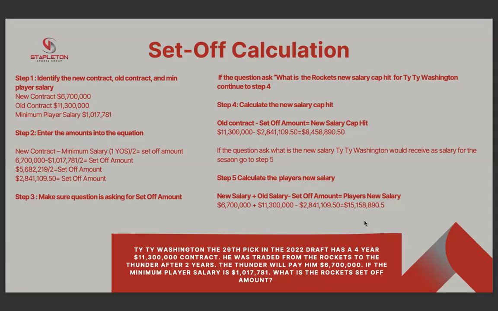$8,458,890.50. If the question asks what is the new salary TyTy Washington would receive as a salary for season 5, we would go to step 5. Once again, I can't predict what comes on the exam. I don't know if they'll go as far as asking you this, but I just say it's better to be prepared than unprepared. So we would take the new salary plus the old salary, and we would subtract the set off amount, and that would give us what TyTy Washington is going to be paid for the remainder of the year.